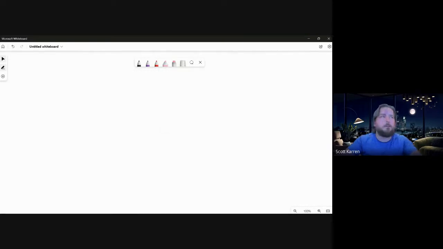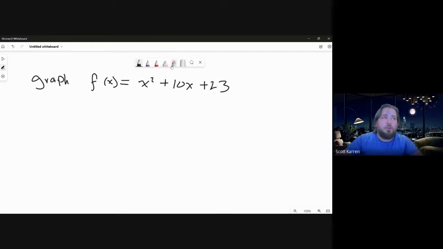All right, let's try one here. F of x equals x squared plus 10x plus 23. And clearly this is not in that form, right? This is not in the same form that we just had it. What I want to do is turn this into a times (x minus h) squared plus k. How do I do that?